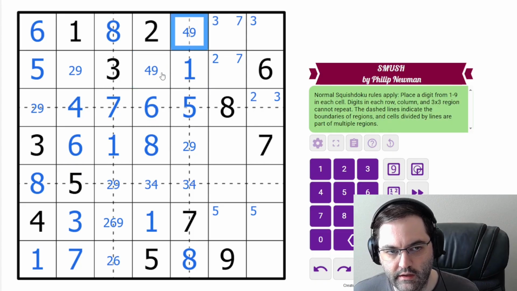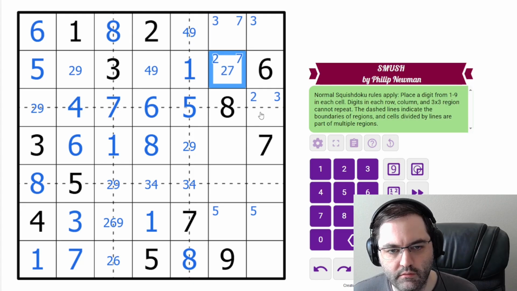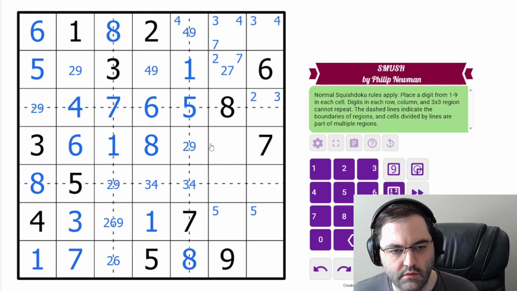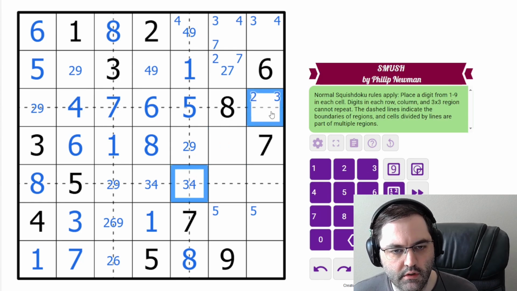That also means 9 can't go here. So this is 2 or 7. It's the only thing it can be. And 4 is going to go up here somewhere. All right. 3 in this box. Can't go in these cells because of the pair. Can't go here, so it's in one of these.